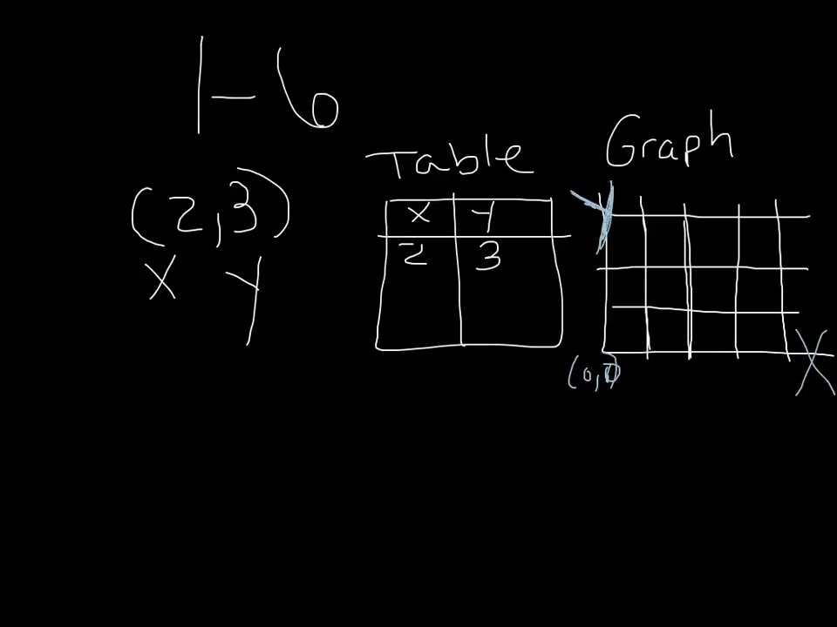So next I'm going to go over 2 on my x axis. So simply 1, 2. And then I'm going to go up 3 for my y, because this is my y-axis. So I had 1, 2, and now up 3 for my y. 1, 2, 3. So this point right here would be where I put the ordered pair on my graph.